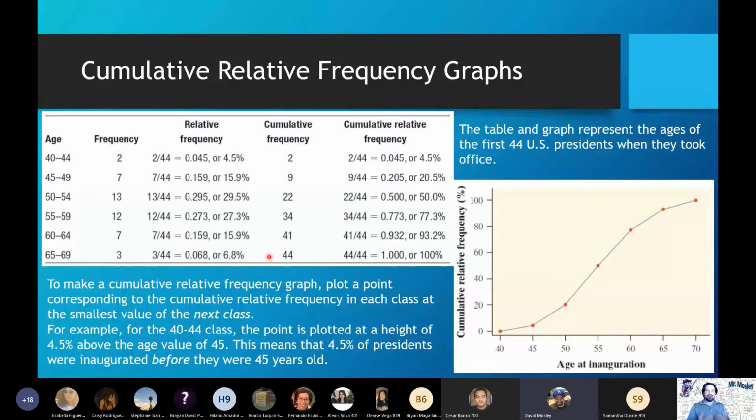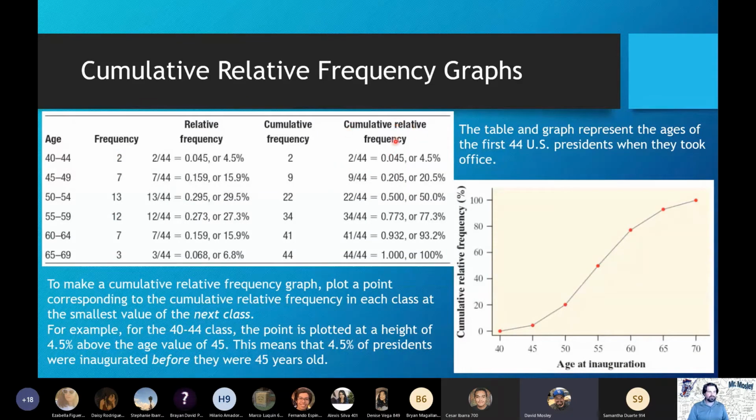So we're just adding all the numbers up as we go. Each row is a sum of all the previous rows before it and what it was already. So for the 55 to 59 class, the cumulative frequency is 12 plus 13 plus 7 plus 2. Everything in that class plus the things before it.